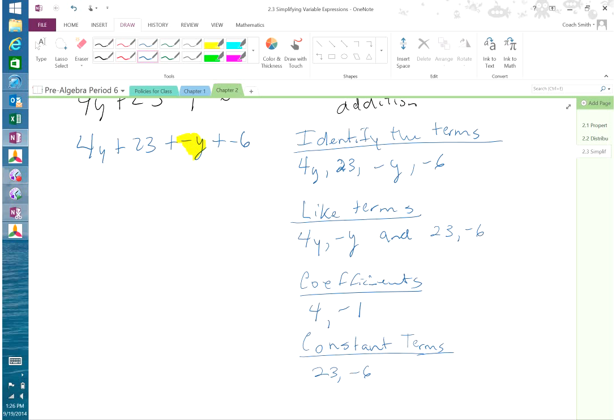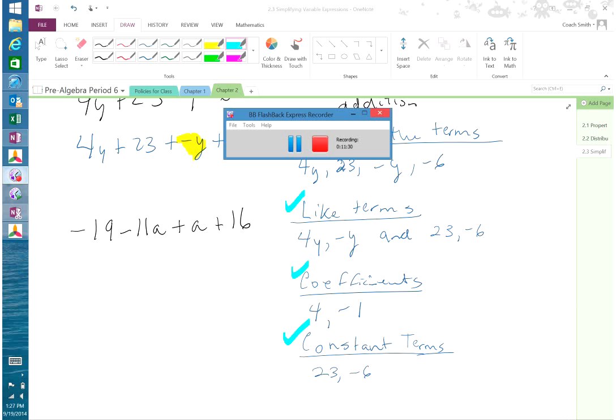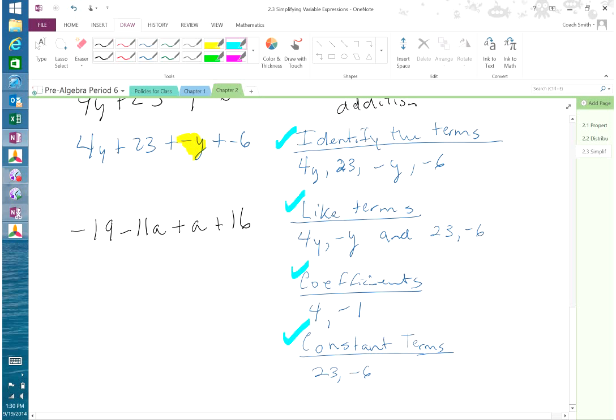Okay, so I want you to do the same thing for this problem: -19 minus 11a plus a plus 16. I want you to do all 4 of these things for that problem. I'll give you a couple of minutes. All right.